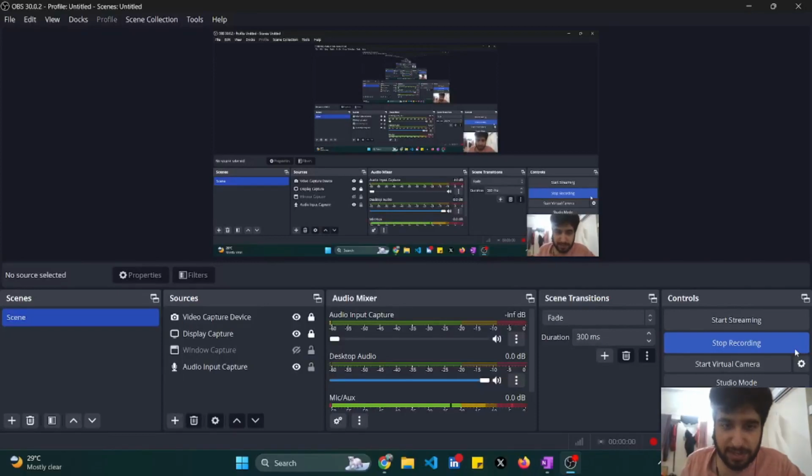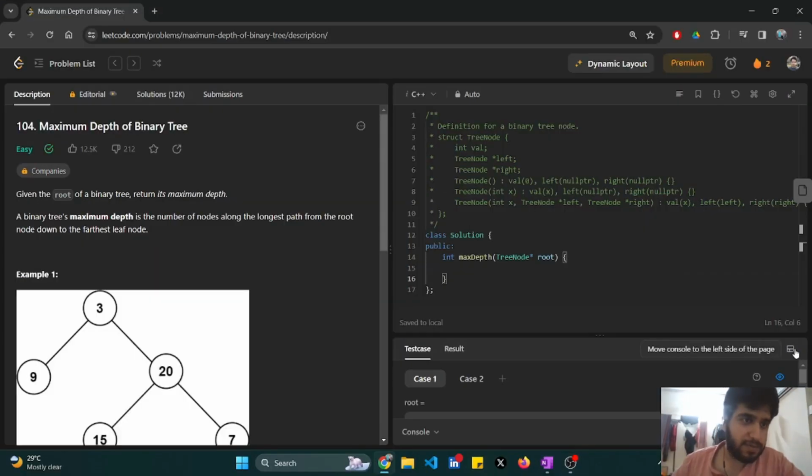So hello guys, today we are going to do a little question that goes by the name maximum depth of binary tree. It's an easy level question. The question number is 104. Okay. So let us start by first reading the problem statement.